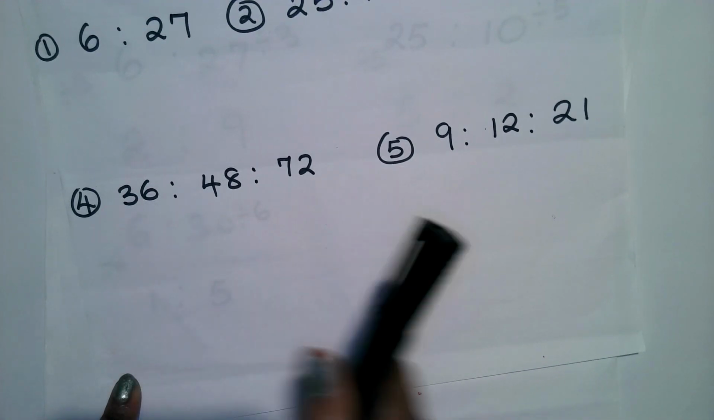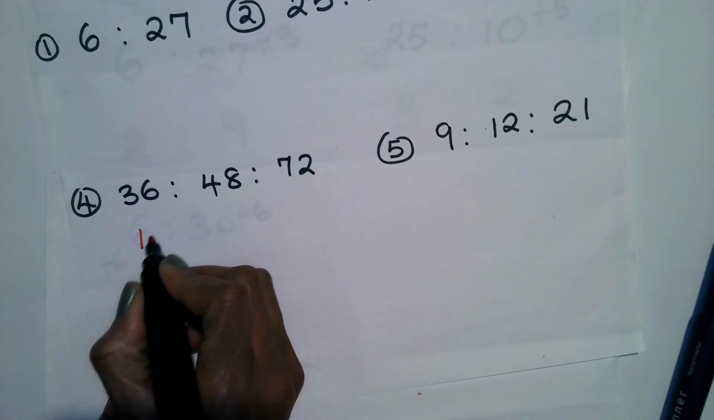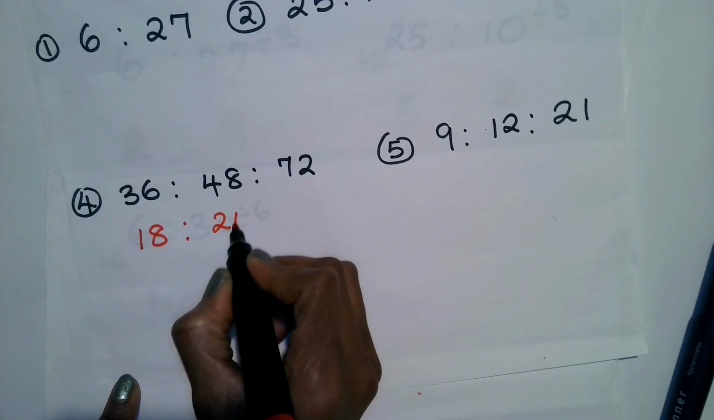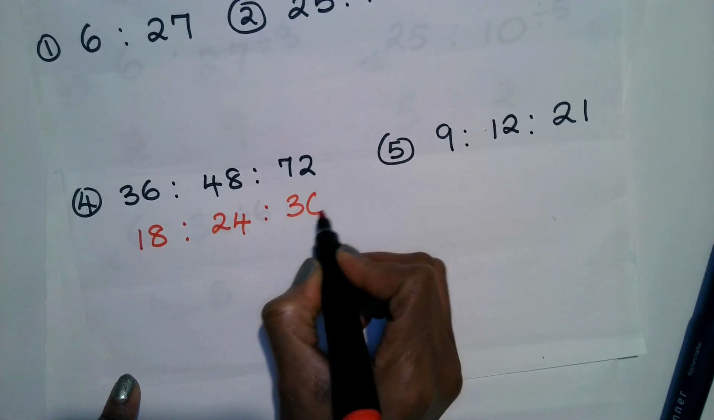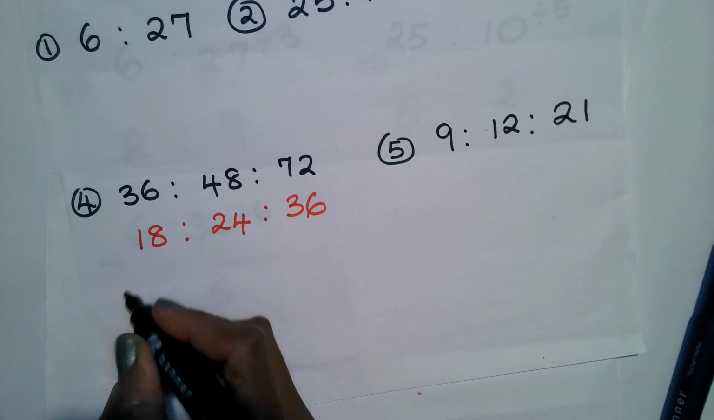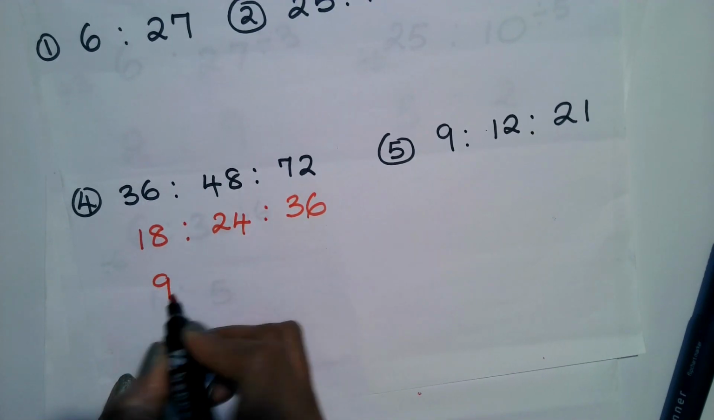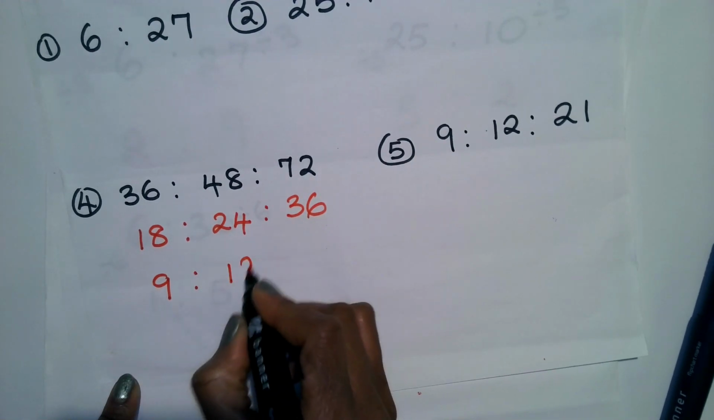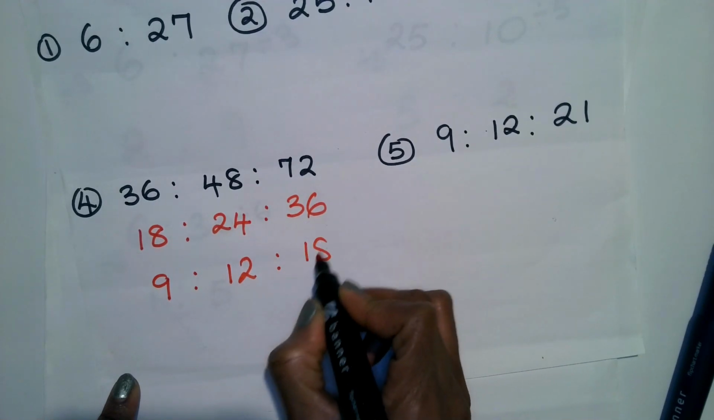So let's start by halving this. I'm going to use a different color. We're going to have 36 to give me 18. 48 to give me 24. Then 72 to give me 36. We still have even numbers, so we're going to keep halving them. So 18 gives me 9. 24 gives me 12. And 36 gives me 18.